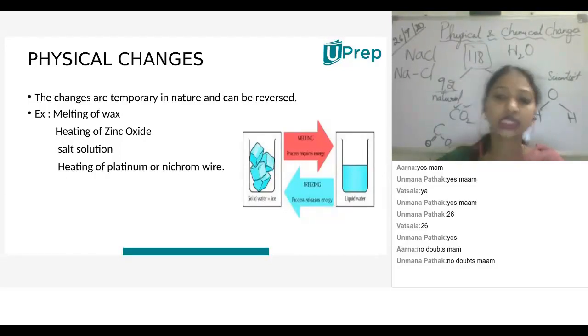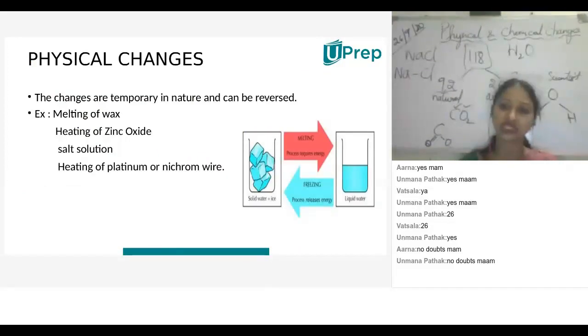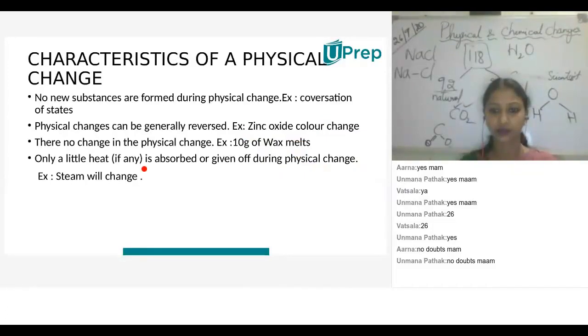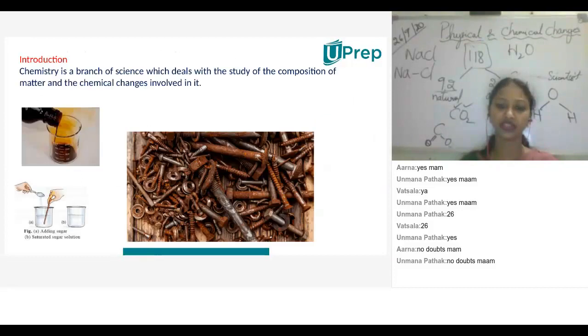Chemistry deals with changes, which are nothing but getting new products, and doing research on different components. There are two kinds of changes: one is the physical change, the other one is the chemical change. Understood? First of all, we are going to learn about the physical changes.